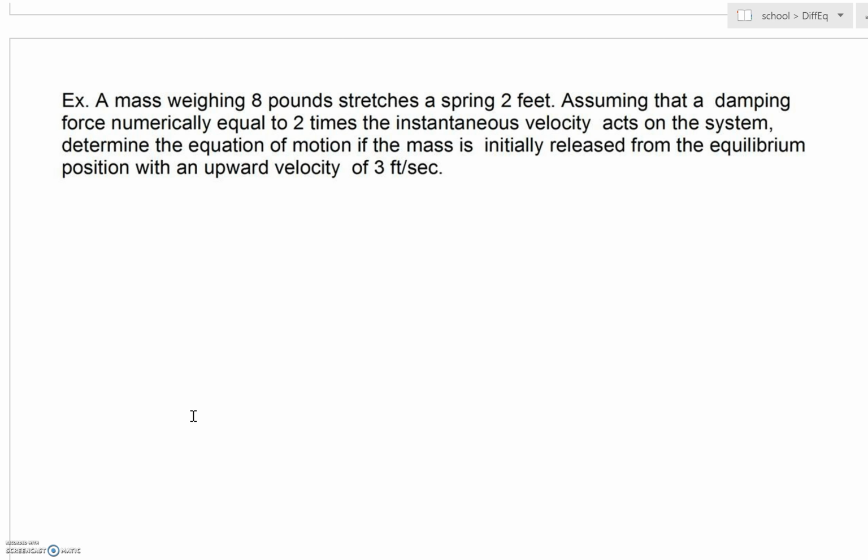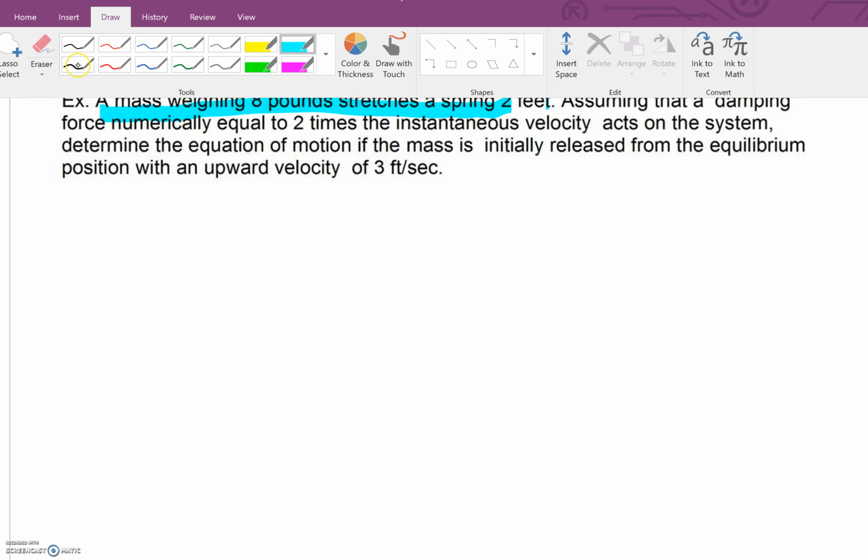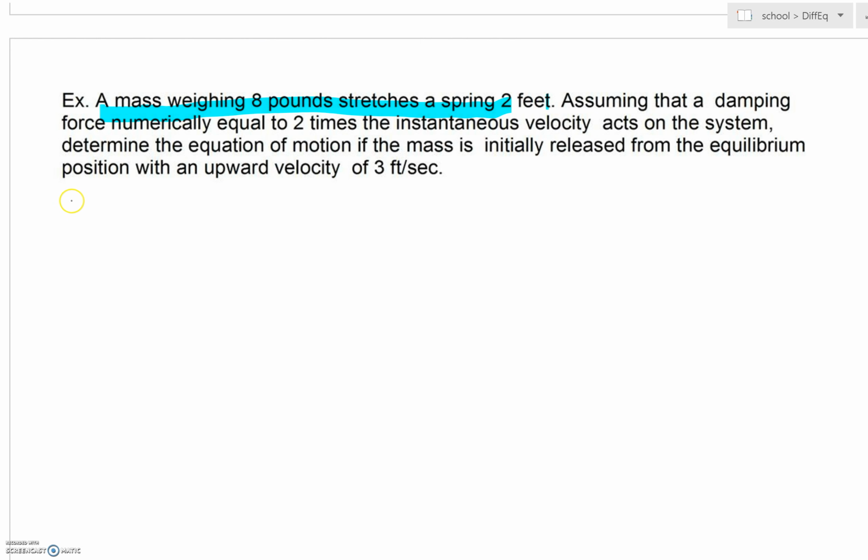So here we are taking a look at the last example of the day. We've got a mass weighing 8 pounds. It stretches a spring 2 feet. Right here, I look at that part and I think, wow, I'm thinking of Hooke's law. What was Hooke's law all about? Well, we could say it was that the force was equal to some constant times the distance.